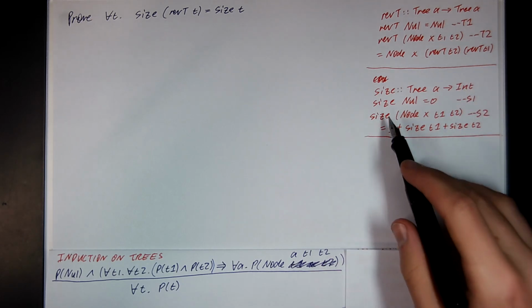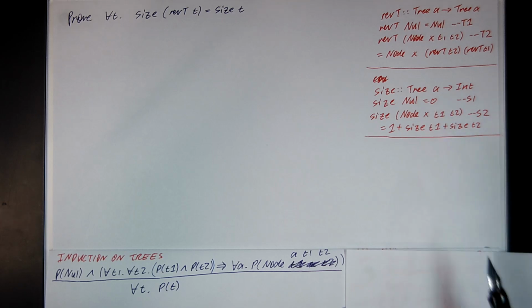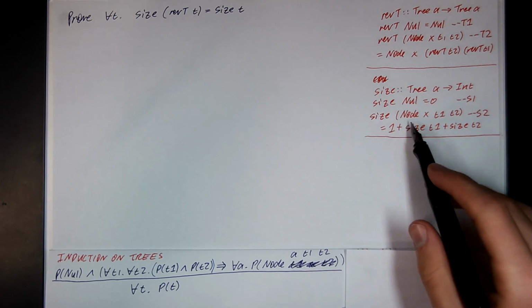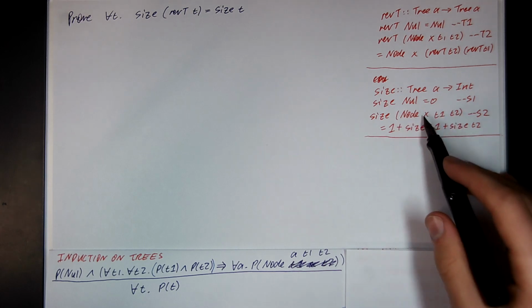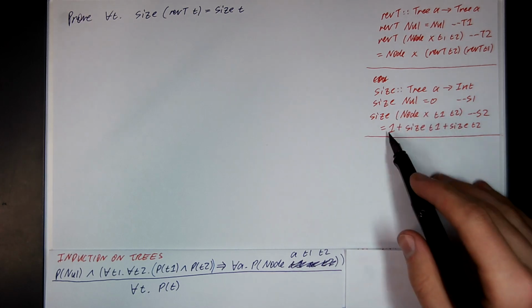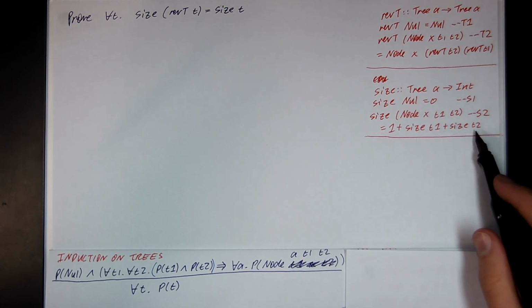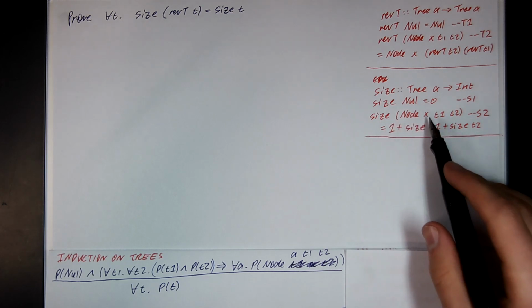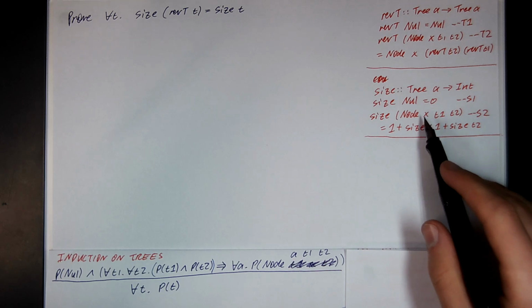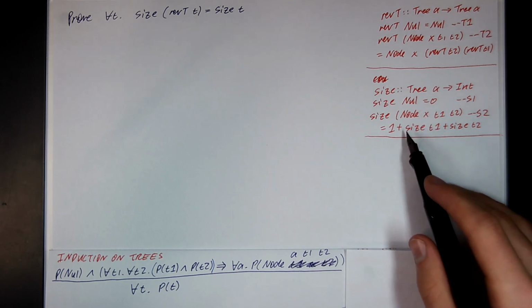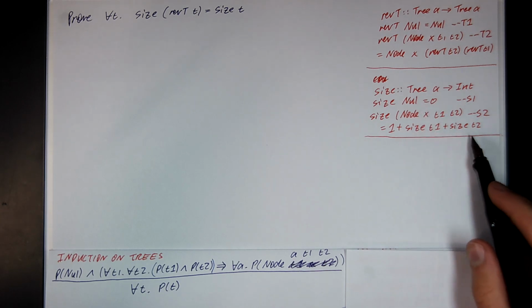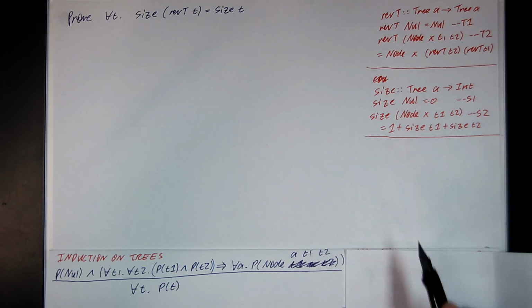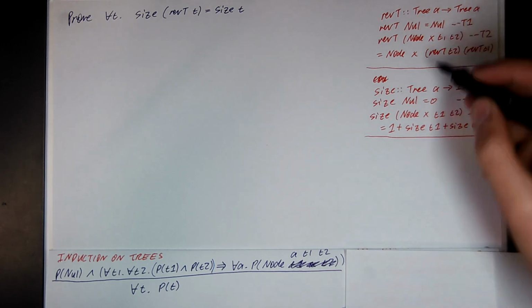How is it defined? The size of the null tree is 0. I guess that makes sense. An empty tree's got nothing in it. And the size of a tree with stuff in it, node x, t1, t2, is 1 plus size t1 plus size t2. So the size of a tree is at least 1 because there's something in it, x is in it. So it's 1 for x plus the size of the left-hand subtree plus the size of the right-hand subtree. So size is defined recursively. Okay? And we've got the rev function from last time.